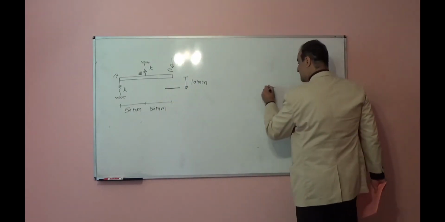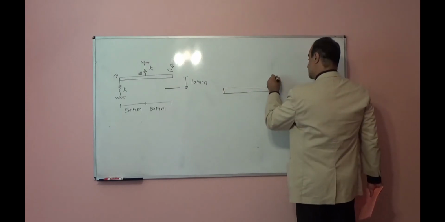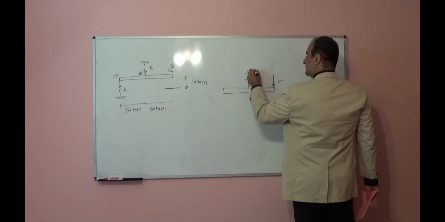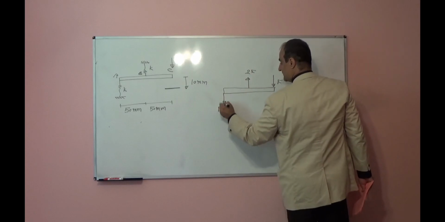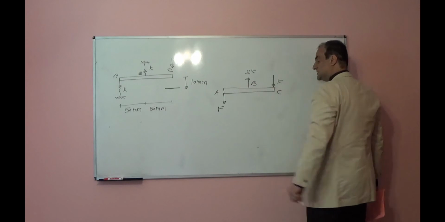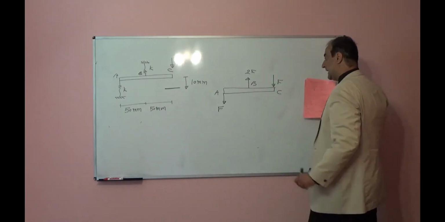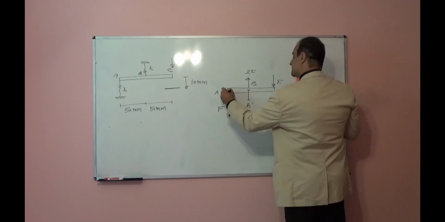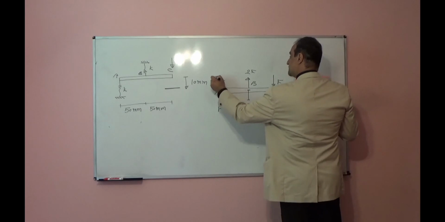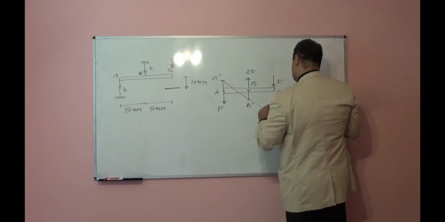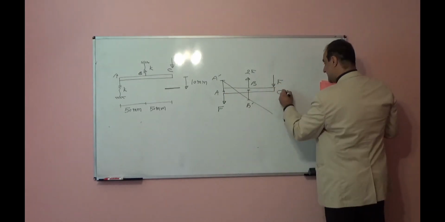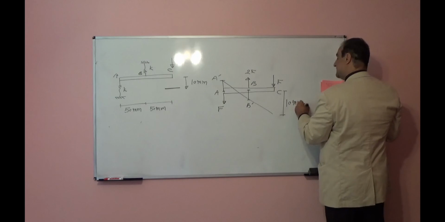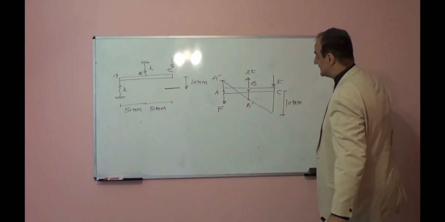Now if I look at the same free body diagram, F here, force upward 2F, force downward F, point A, point B, point C. And this point B will move down to the point B prime, this point A will move up to point A prime, and this will rotate like this. We want to close this gap, so this distance is known. We want to close 10 millimeter.